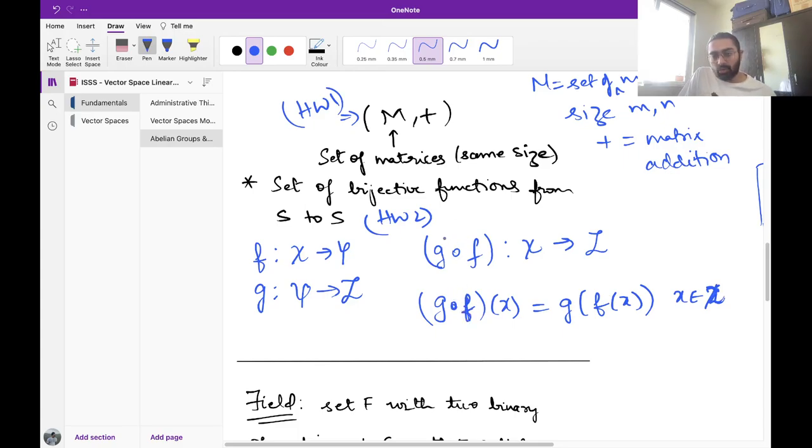I'm taking two functions G and F. I'm applying an operator called the composition operator on these two functions, and it gives me a function in return, and that function is named G circle F. This G circle F function is defined in this way: it is G of F of x. Now go ahead and think about this particular example, that is, the set of bijective functions from S to S. Okay, so I hope you know what bijective functions are.